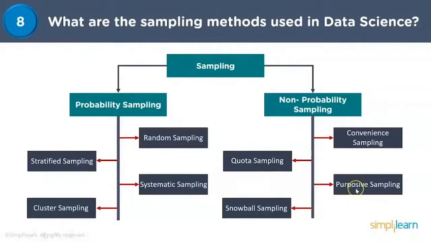Next, we have purposive sampling. It is also known as judgmental sampling. You select members of the sample on the basis of the objective of the study. It is very useful when you want to reach a particular or targeted sample quickly. Finally, we have snowball sampling. The snowball sampling technique is used in situations where the population is completely unknown and rare.